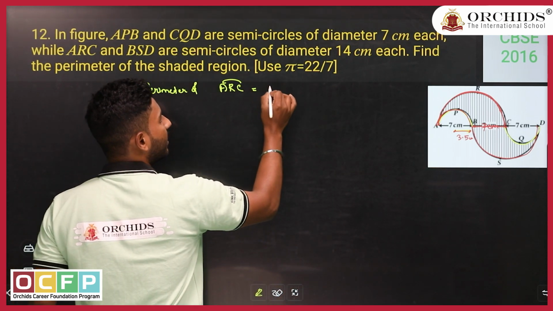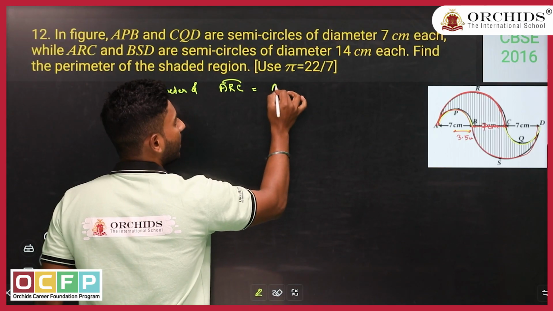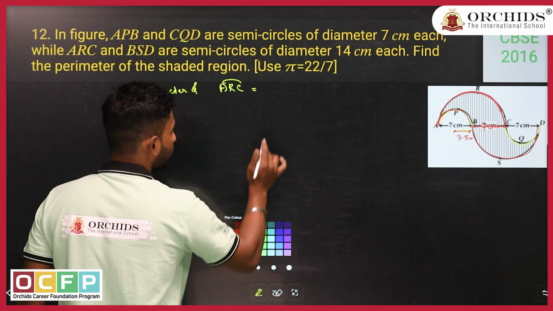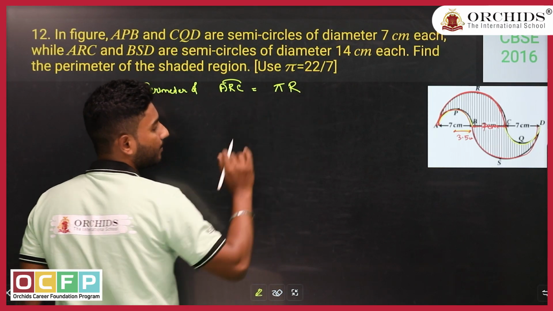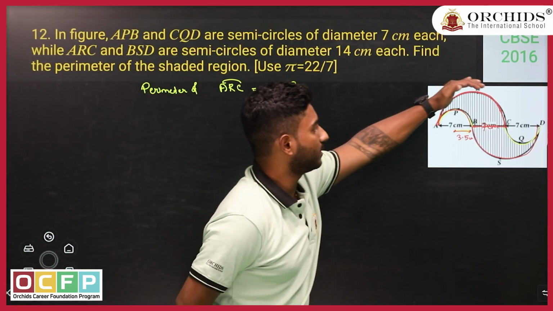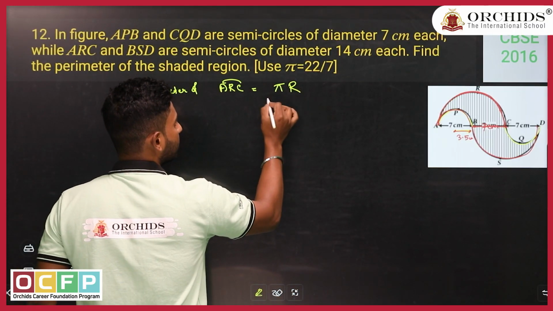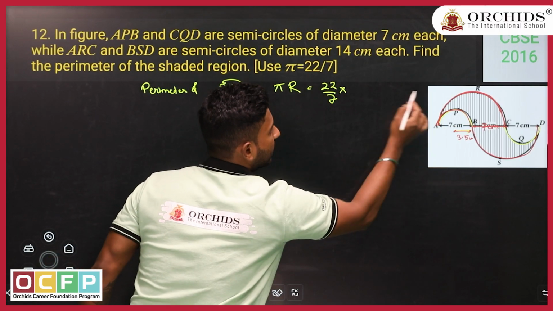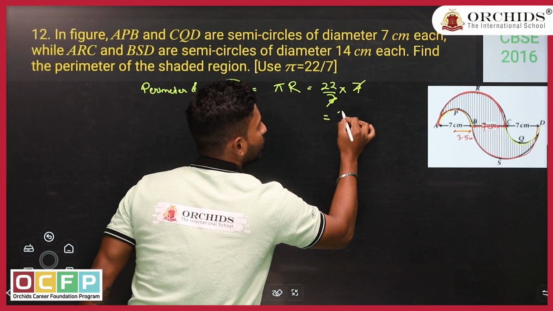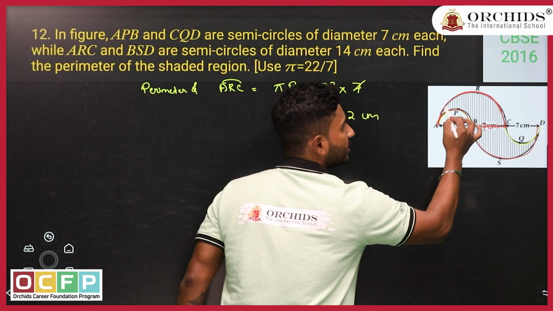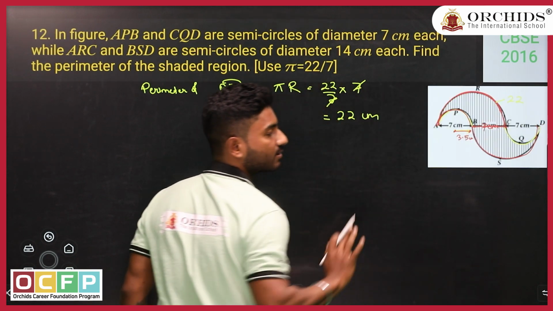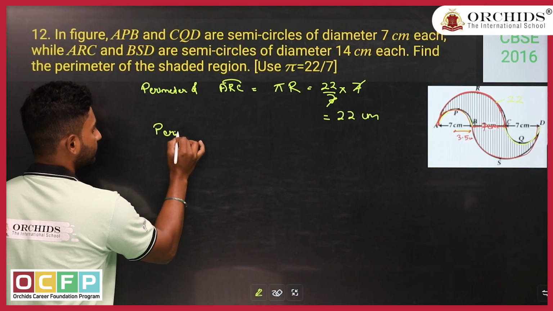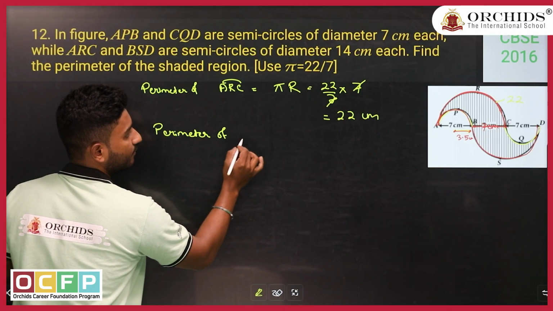So semicircle ka perimeter, or circumference, is what? Pi r is the perimeter of this one. Yes. So how will I find? Just put the value 22 by 7 into r. R is 7. 7 cancels. So 22 centimeter. So this portion ARC is 22 centimeters. What about this one? This also you can find. Perimeter of APB.